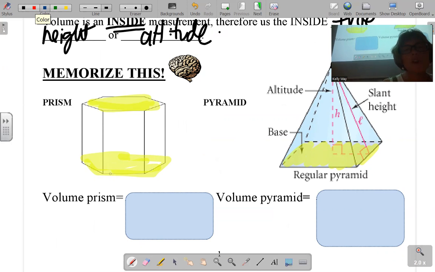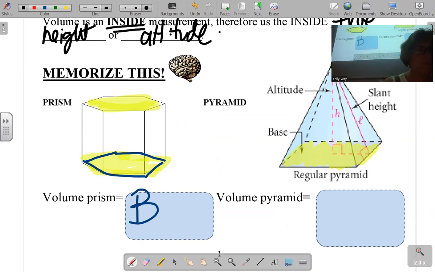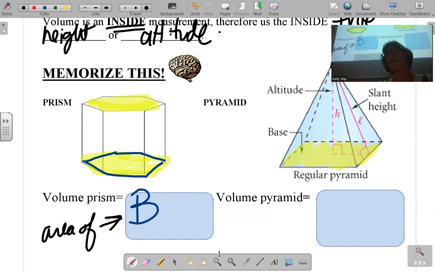For a prism, your volume was super easy. It was the area of the base. Remember capital B. Capital B means area of. Times your height. Ta-da, you're done. That was last week's lesson. Not week. Wednesday.